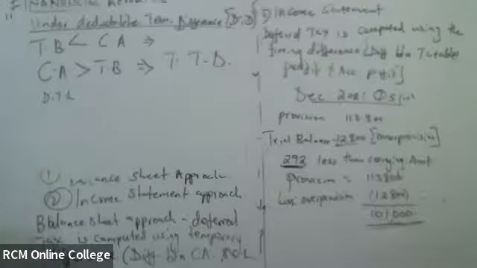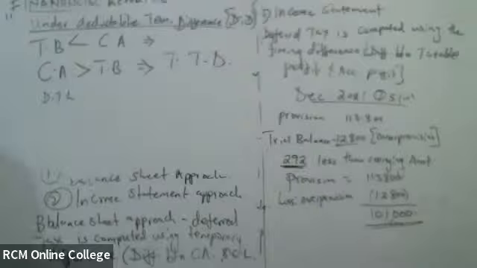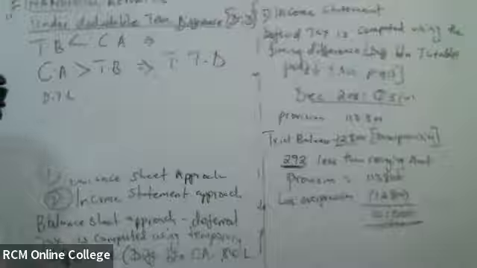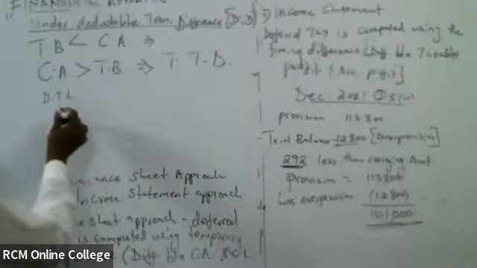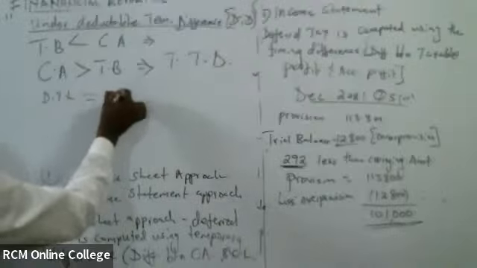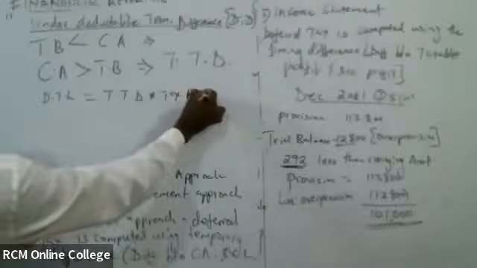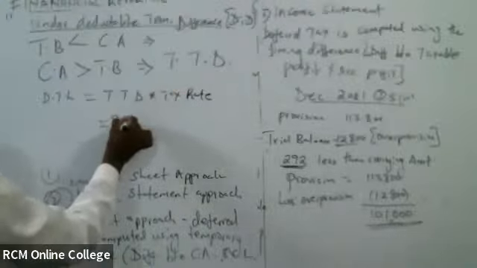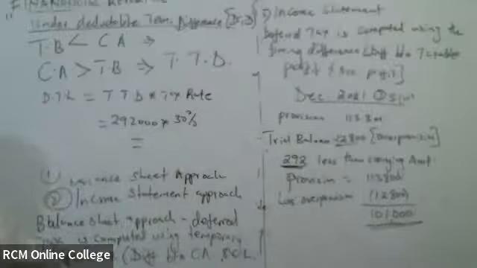Deferred tax liability. Taxable temporary difference. It's not a deductible temporary difference, it's a taxable temporary difference. So from that, we get the deferred tax liability given by the taxable temporary difference times the tax rate. What is the tax rate? 30%. 292,000 times 30%. How much will it be?